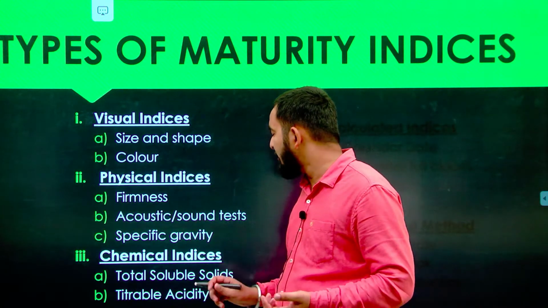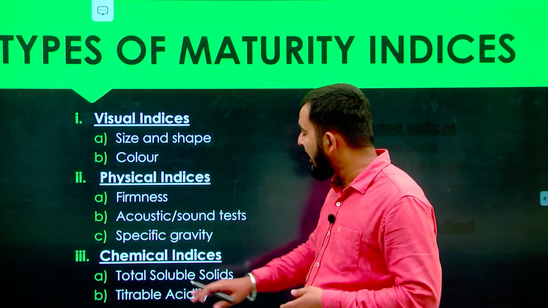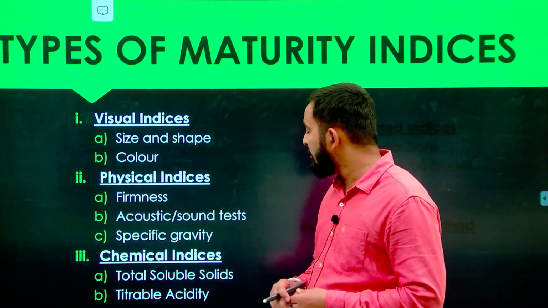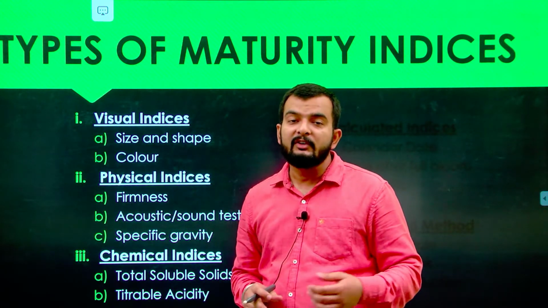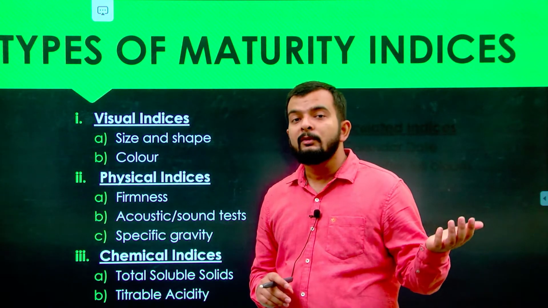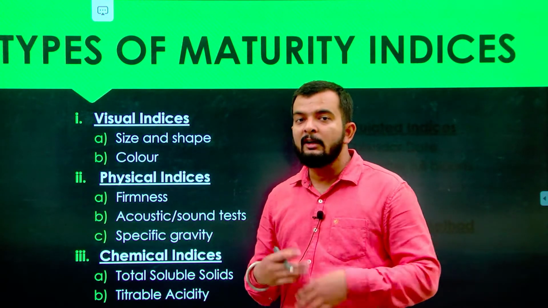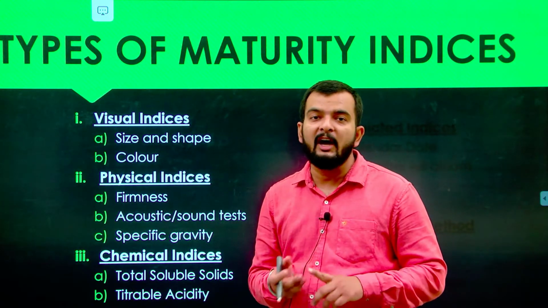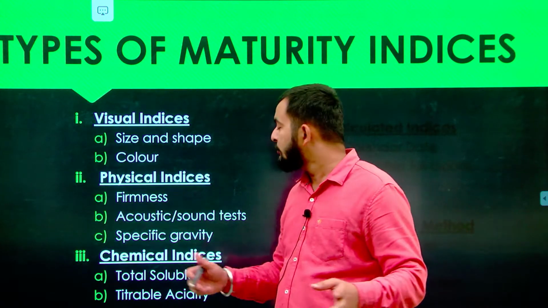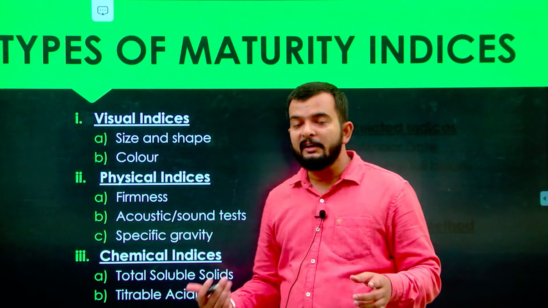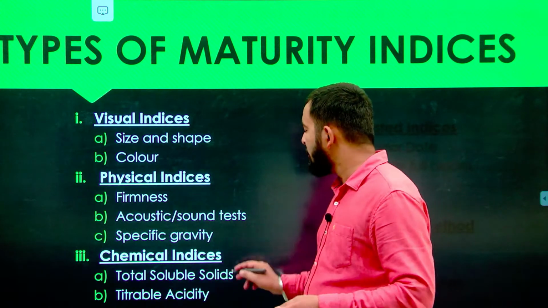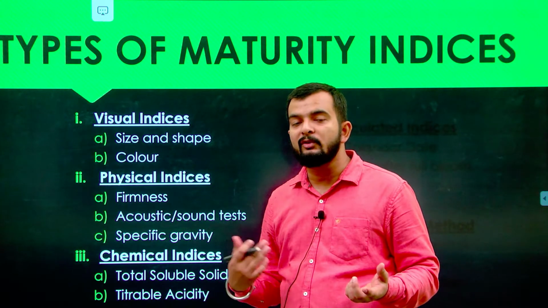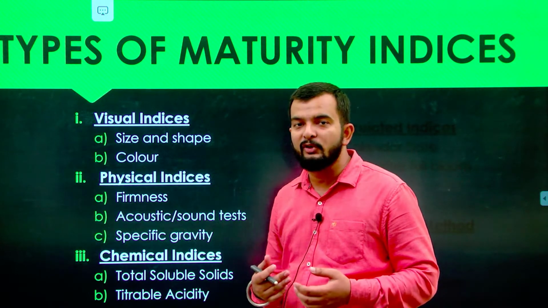Okay. Then we have chemical indices. Under chemical indices, we have total soluble solids and titrable acidity. Under total soluble solids, you will measure the sugar content. We have studied in the last lecture that during ripening your sugars are enhanced, that is, sugars are formed from various organic compounds, whether it may be starch or hemicellulose or organic acid. So sugar is formed and the sweetness of the fruit increases. So you measure total soluble solids to find out how much sugar it contains, and based on that you can identify if the fruit is mature enough or not.